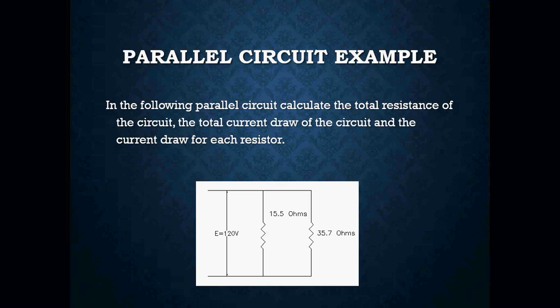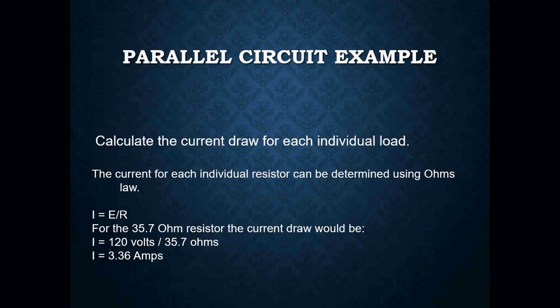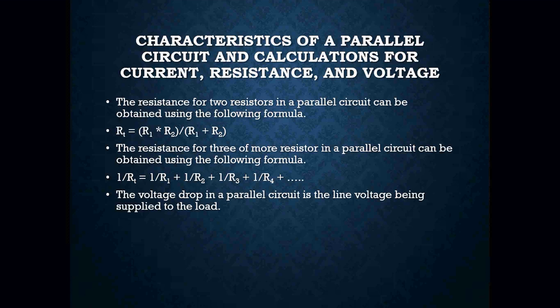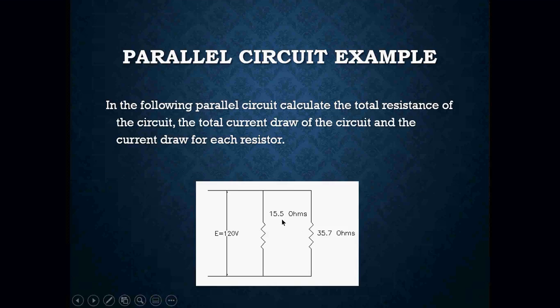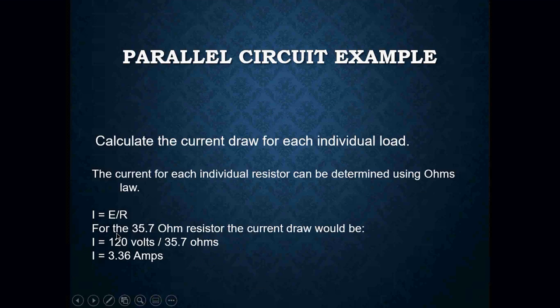So here we have an example of a parallel circuit that has two resistors, or two loads, wired in parallel. Okay, so we're going to have to use the formula R1 times R2 divided by R1 plus R2 to find our resistance. So we know that we have a 15.5 ohm resistor and a 35.7 ohm resistor, and we're dealing with 120 volts of electricity. So for this one, let's figure out the current draw for each of our individual loads.